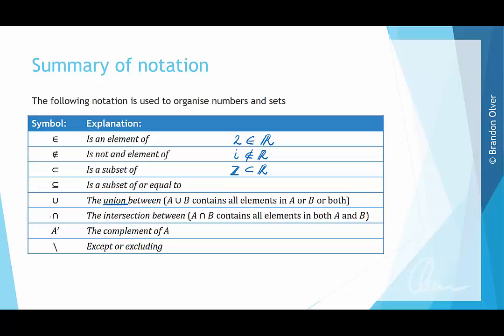The next symbol is the intersection. So for the intersection between A and B, it contains all elements in both A and B. A and then a dash up here stands for the complement of A, and that will contain all elements in your full set that aren't in A. And we'll see that in action in a moment. The last symbol is a backslash, and it will exclude an element or a set of elements from your set.